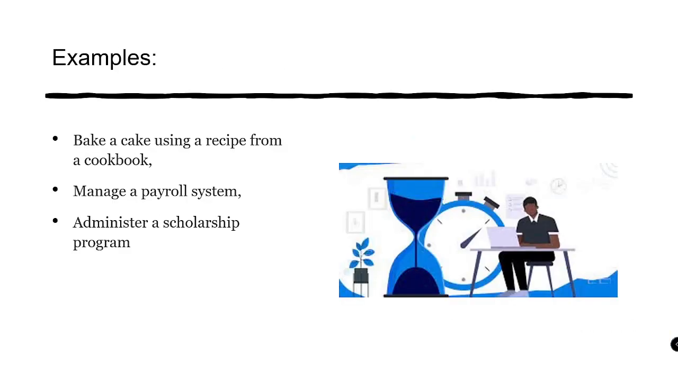And we can exemplify the simple zone as follows: bake a cake using a recipe from a cookbook, like manage a payroll system. Next slide, please.